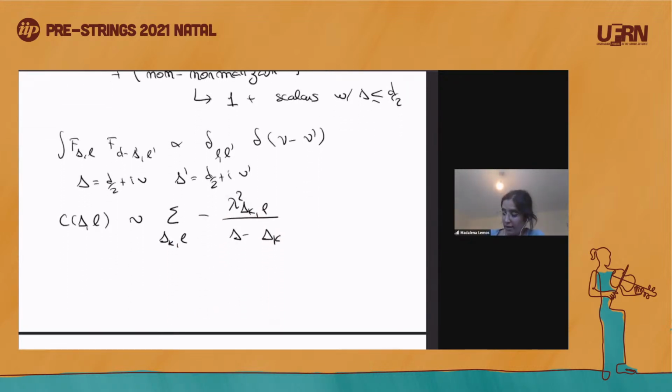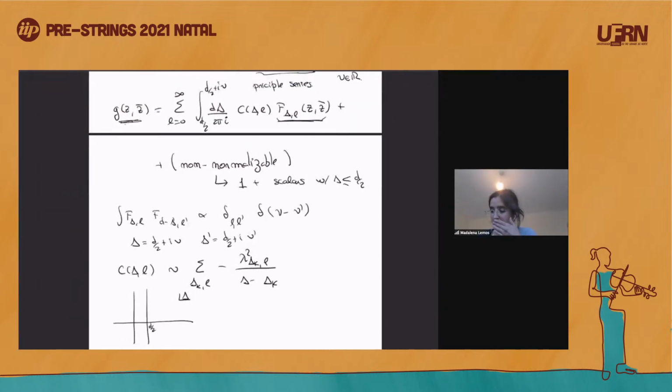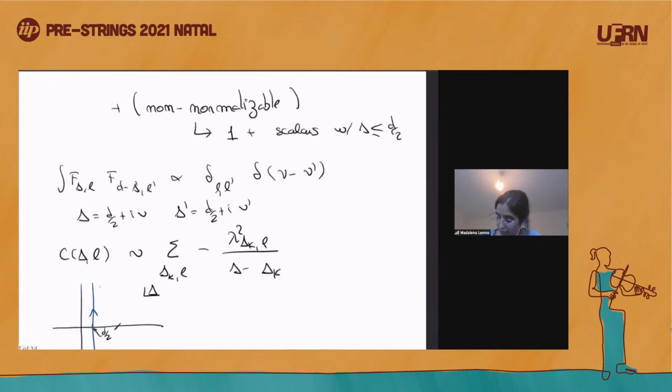So it has poles where the operators are, and the residues are proportional to the OPE coefficients. In this representation, I'm integrating in the complex delta plane, when delta is equal to d half plus i, some imaginary number. So I'm integrating along this vertical line, let me draw it in blue, where this is the d half. And now I'm saying that this function C delta L has poles along the real axis where my physical operators are.